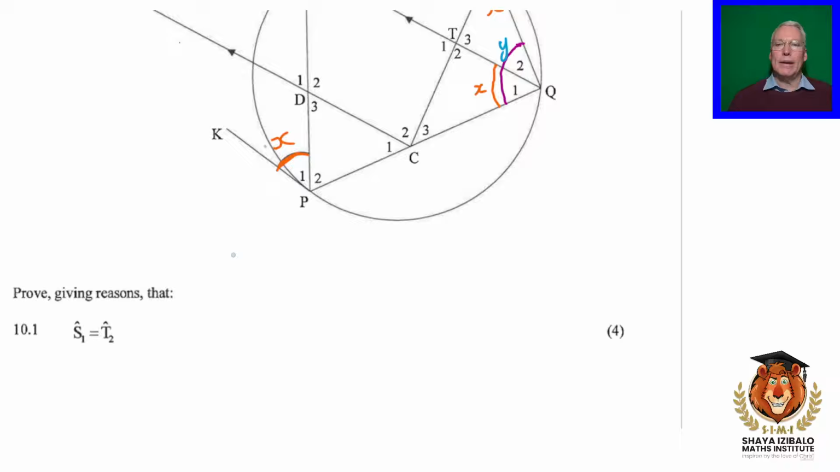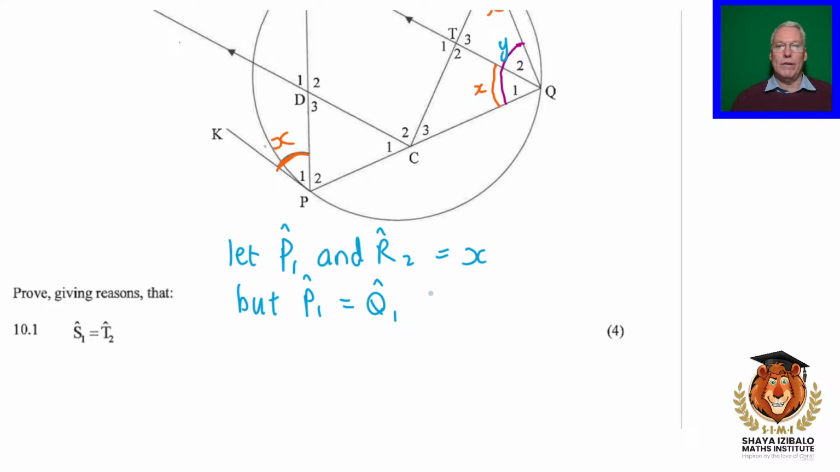So, let's let R2. Let's let R2, and oh, we were given P1. Sorry, let P1 and R2 be X. But P1 is actually equal to Q1, and the reason for that is tan chord.